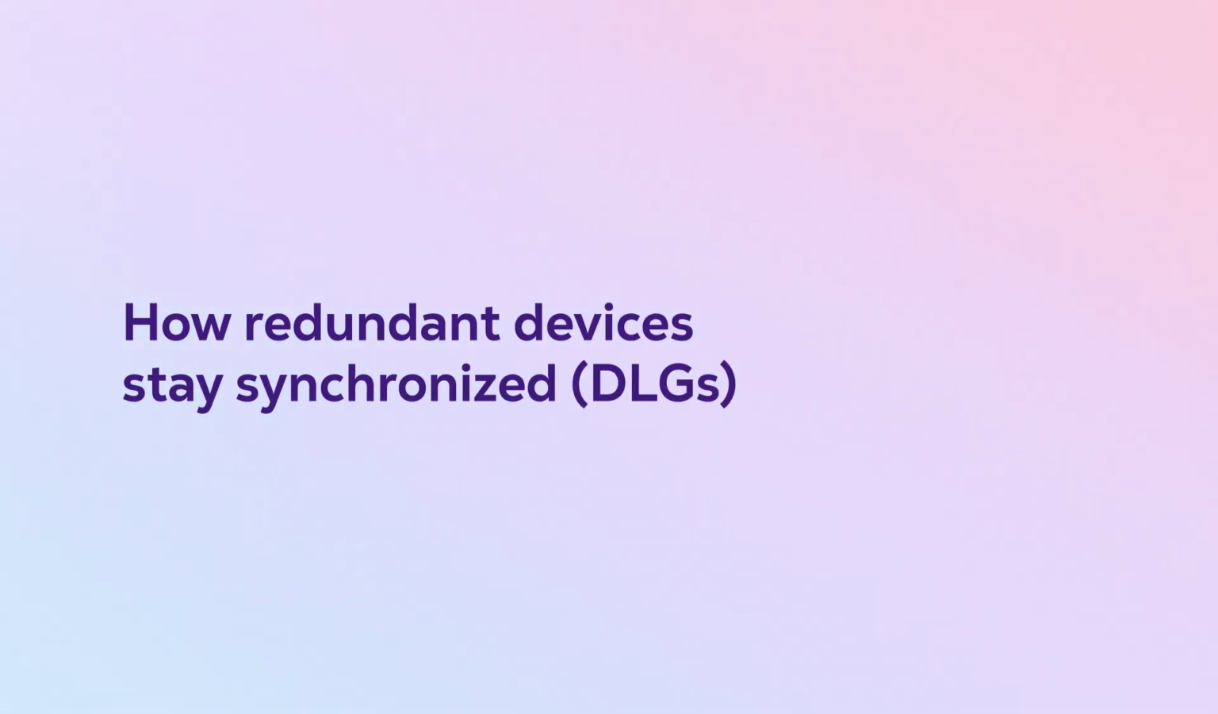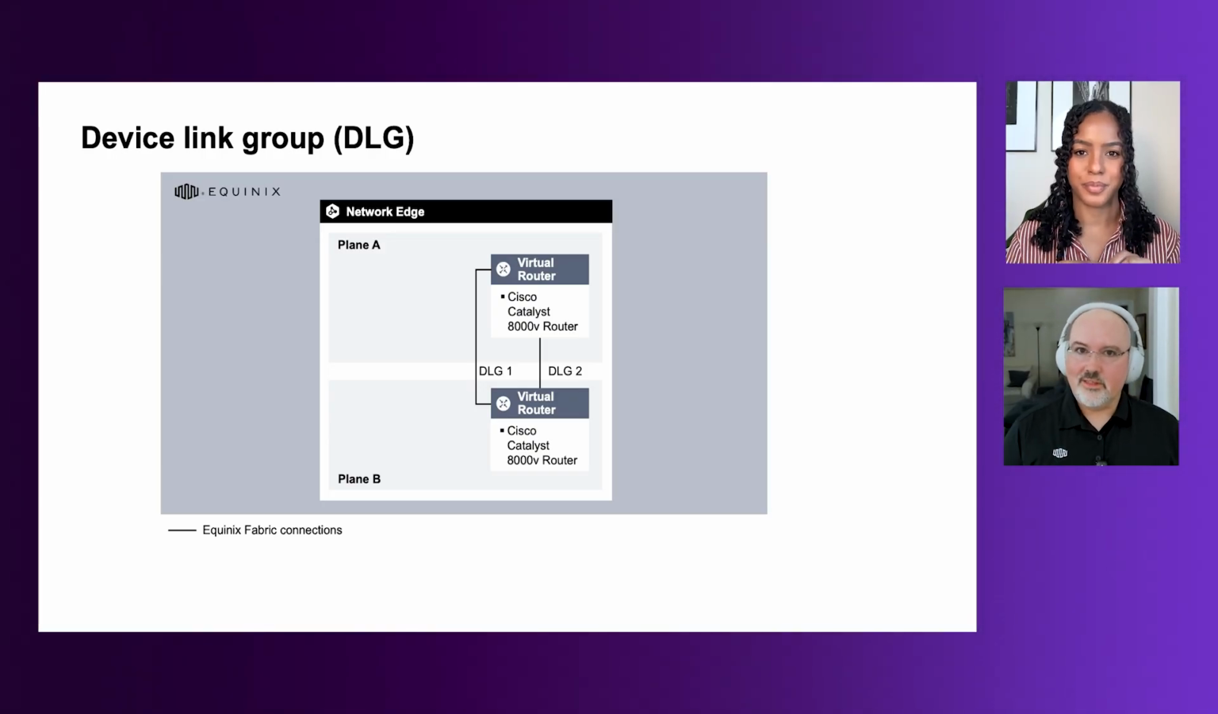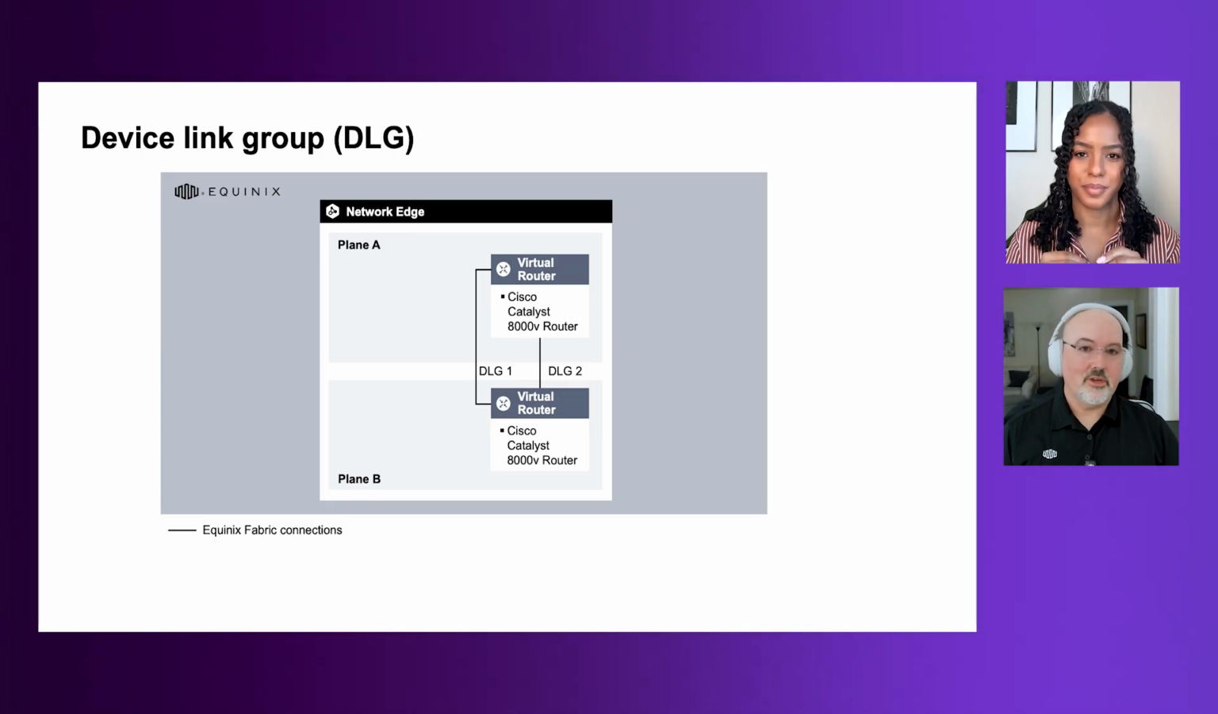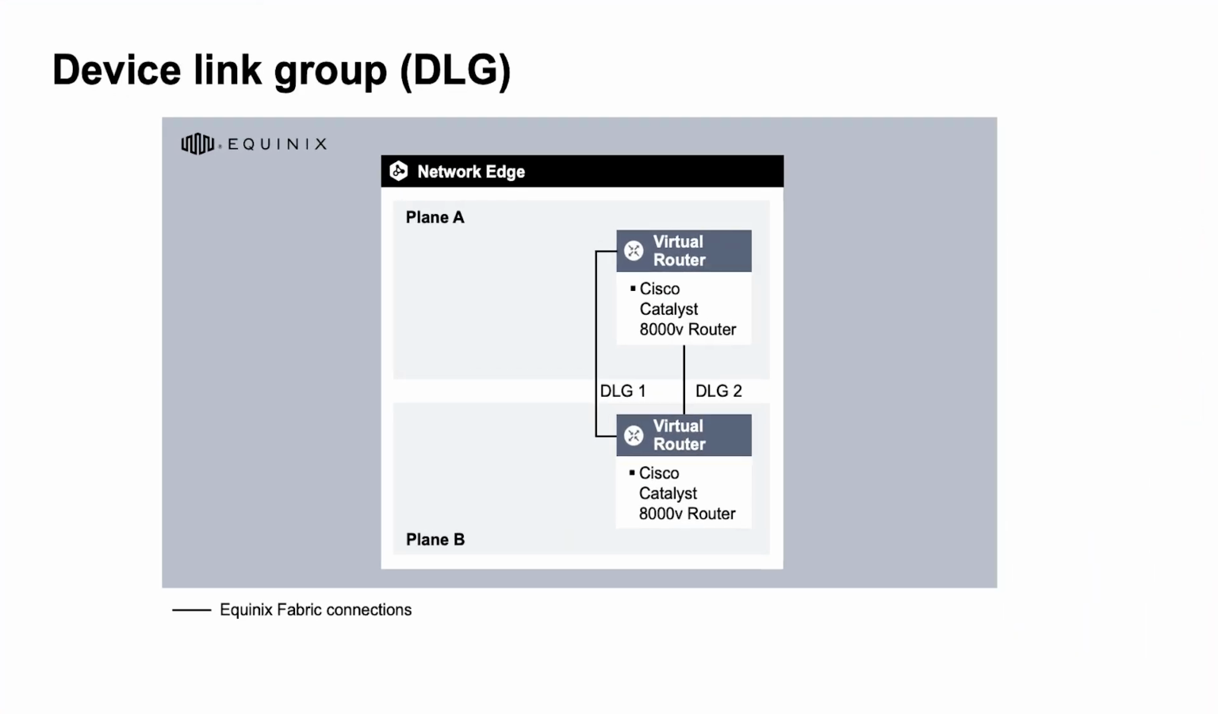Let's start with device link groups. We have these 2 routers, 2 firewalls, 2 planes. But how do those redundant devices actually communicate and behave like one system? So a device link group, or DLGs, they're private layer 2 networks that allow those paired devices to communicate directly with each other. Each redundant pair, like your routers or firewalls, should have its own DLG.